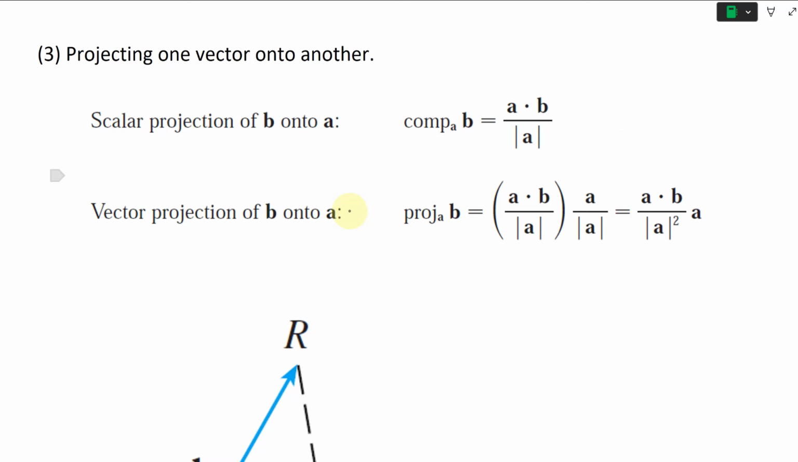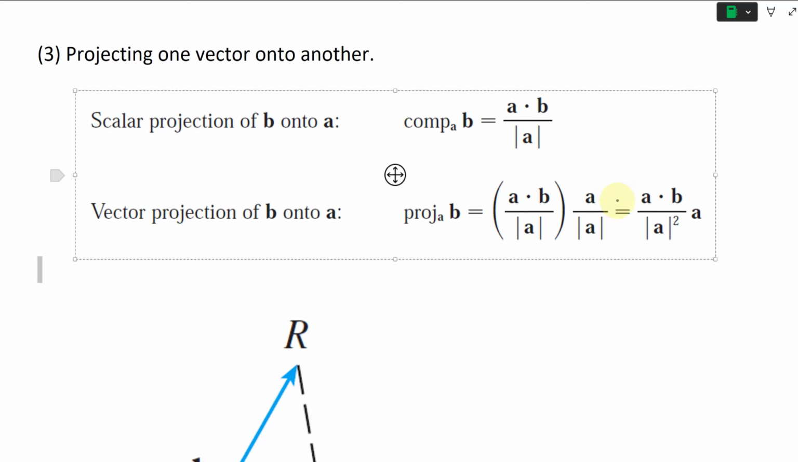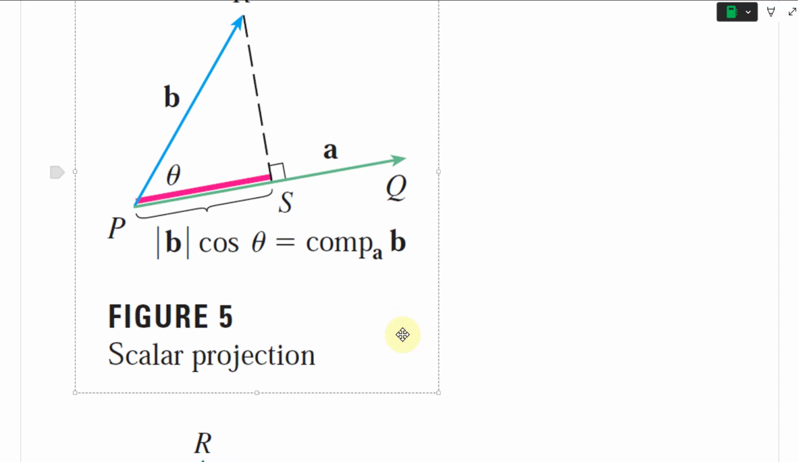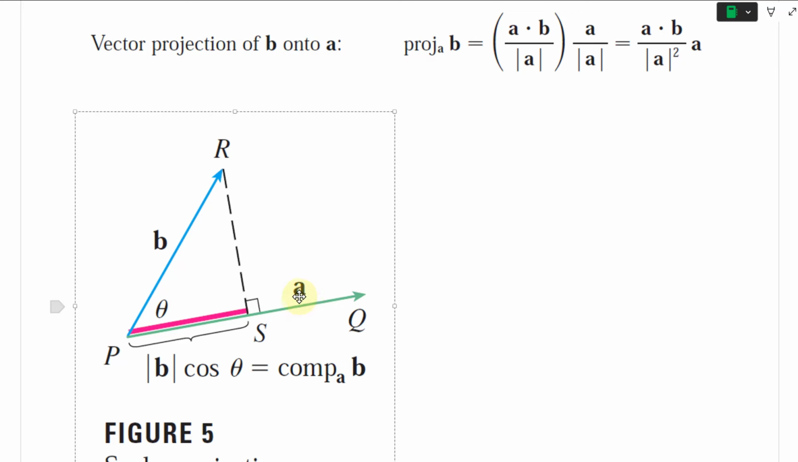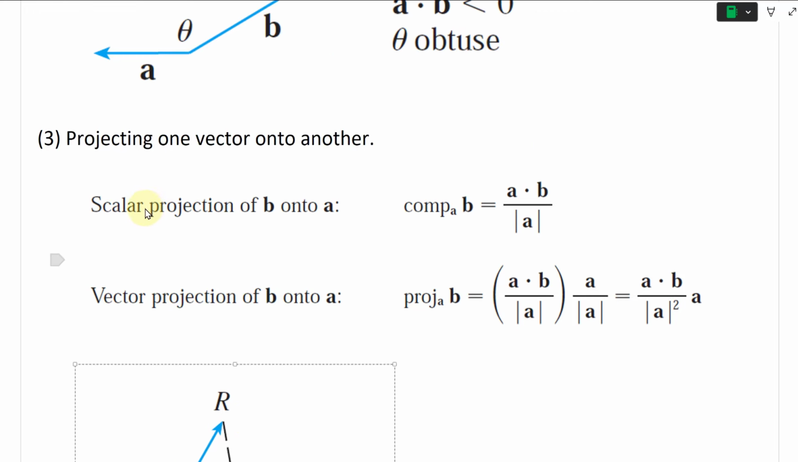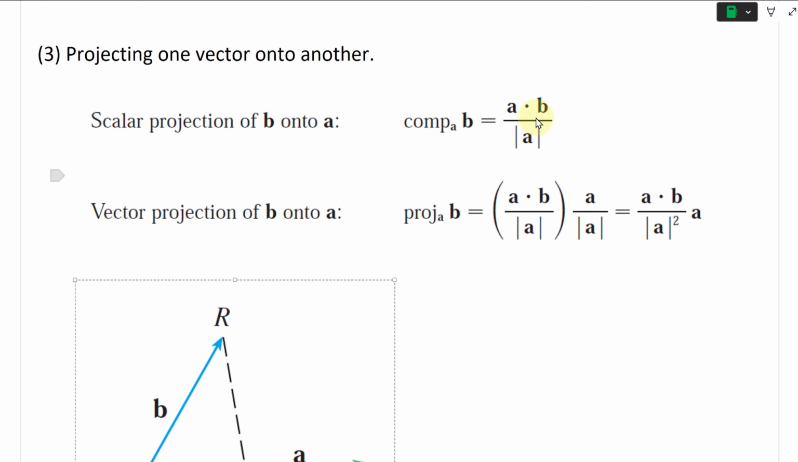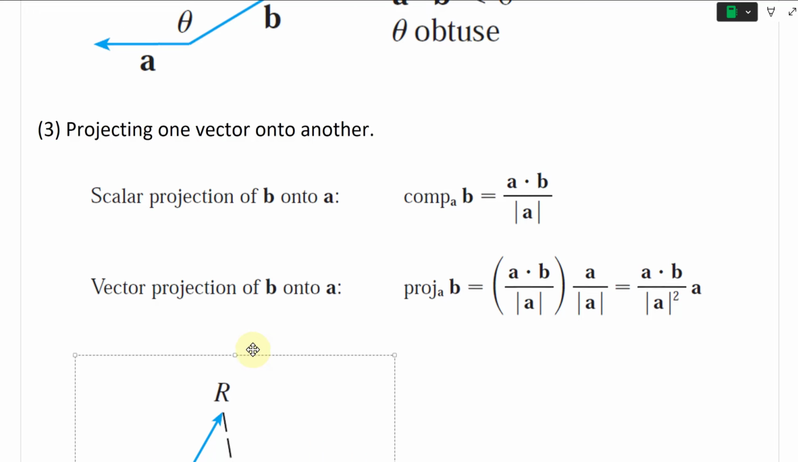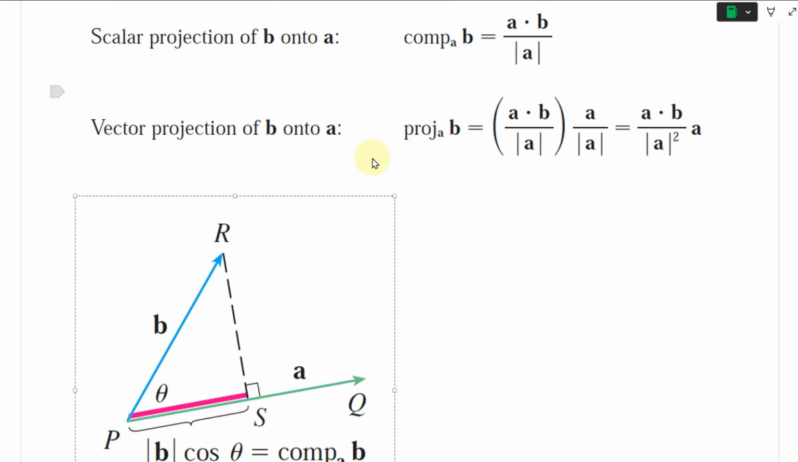So the vector projection is the scalar projection, the component, multiplied by the unit vector in the direction of A. And you simplify this to A dot B times A divided by length A squared. And here are some illustrations of these vector projections using the dot product. If you have vector A, vector B, and the projection of B onto A, the scalar formula is using this one, and for the vector, if you want an actual direction, not just magnitude, you get it with this formula. And this is the vector projection of B onto A.